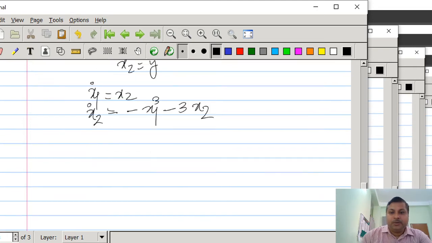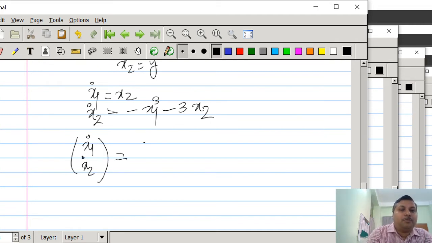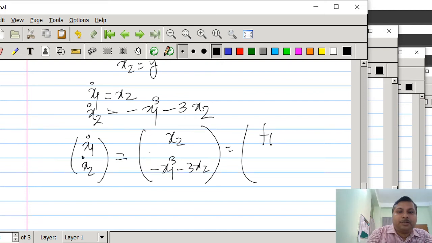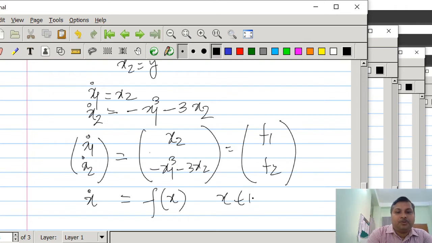So basically you can say that we have a nonlinear system, x1 dot, x2 dot, we cannot write in the form of Ax. So basically it is x2, and here it is minus x1 cube minus 3 into x2. So this is f1 and this is the f2. These are the two functions. So this is the representation of the system in the form of x dot is equal to f of x, where x belongs to R2.